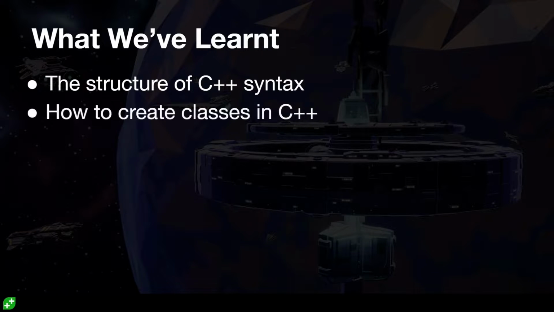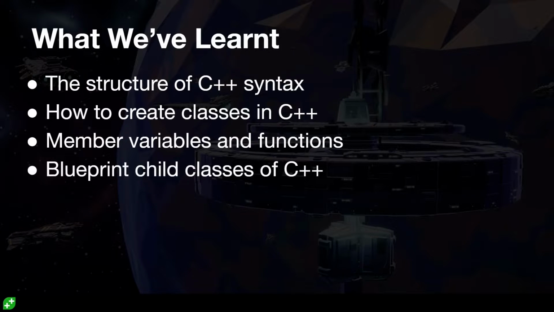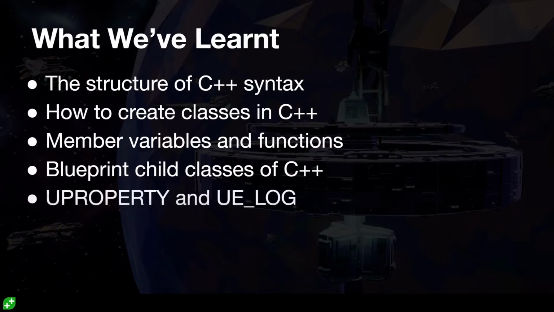We've learned how to create classes in C++, the idea of a header file versus a C++ file. We've looked at member variables and member functions and how we can declare them and what it means for them to be members of the class. We've looked at creating blueprint child classes off of our C++ so that we can use a bit of the best of both worlds. We used some of Unreal's built-in functionality, such as the UPROPERTY and the UE_LOG, to communicate with our editor.